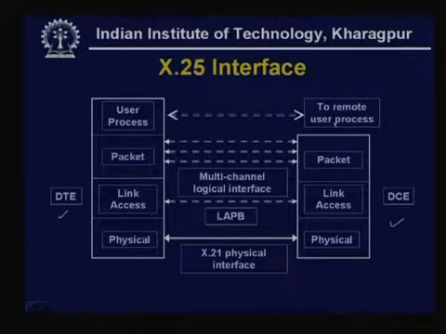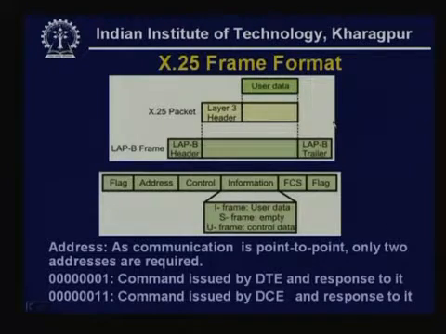So, here it specifies the X.25 interface, the interface between the DTE and DCE. Let us look at the X.25 frame format. Here the user data is used to form a packet in the X.25 packet layer by putting a header, which you may call the layer 3 header. As you can see, the layer 3 header is attached to the user data to form a packet. Then this packet is passed on to the data link layer, and the data link layer adds the LAPB header and LAPB trailer, and this is what the data link layer frame looks like.